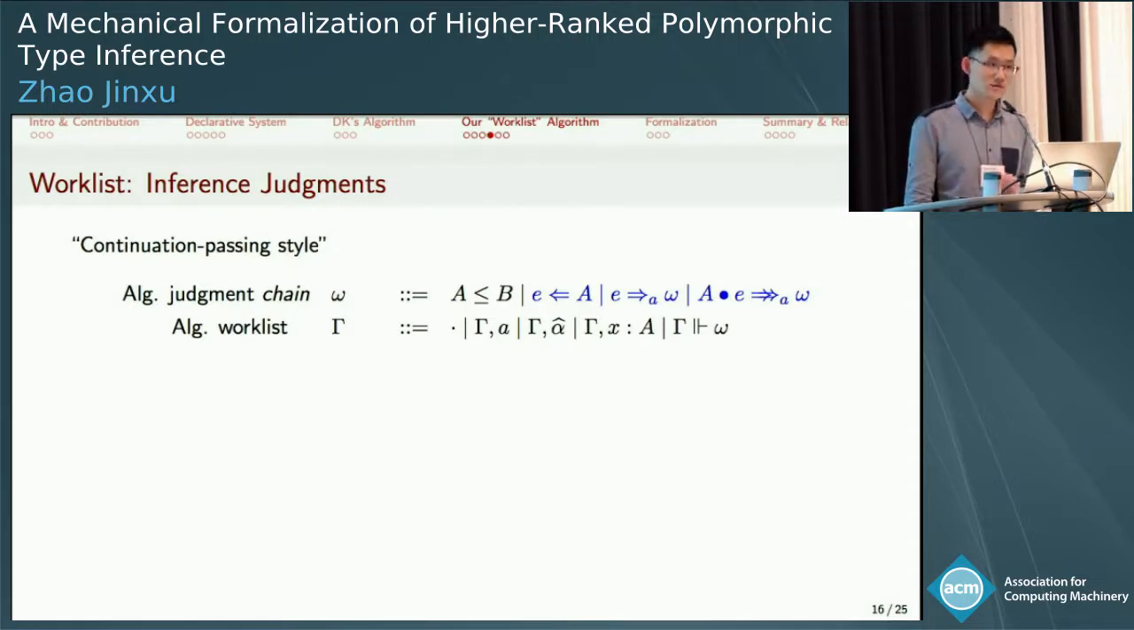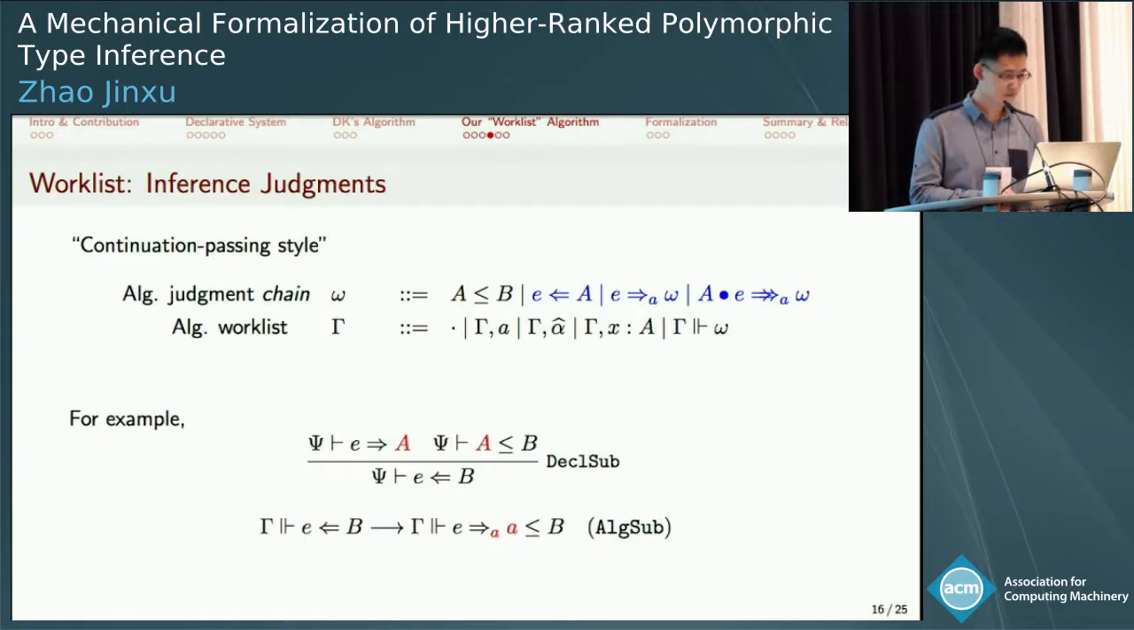But for the typing part, something more difficult happens. We support the typing system by introducing the checking judgment, the inference judgment, and the application inference judgment. But for inference judgments, we need to use a continuation passing style where the A is a binder. And let's see an example.